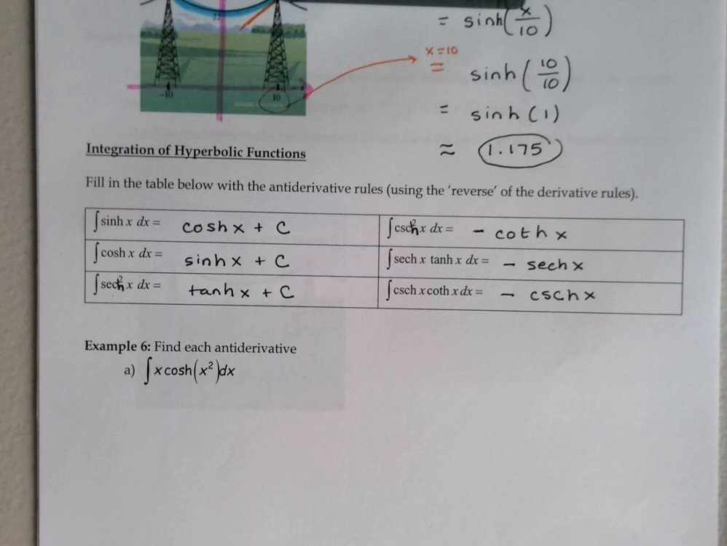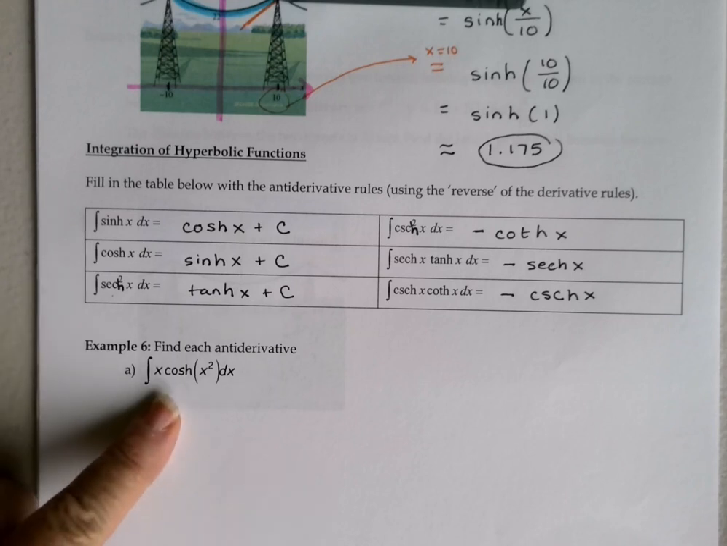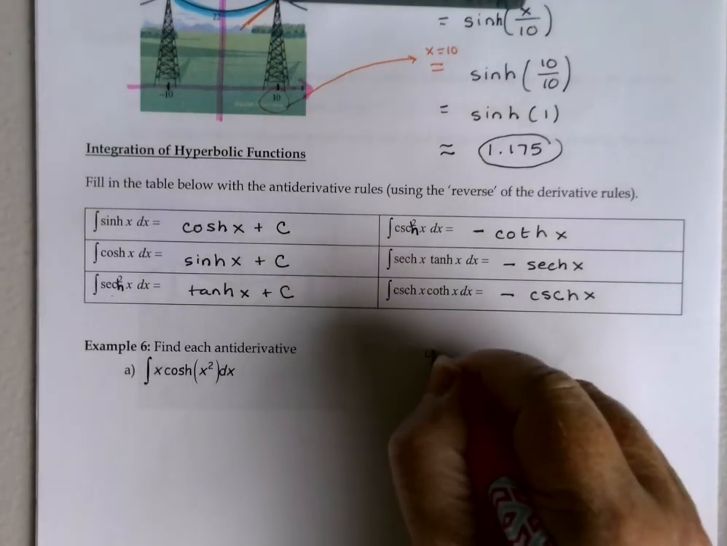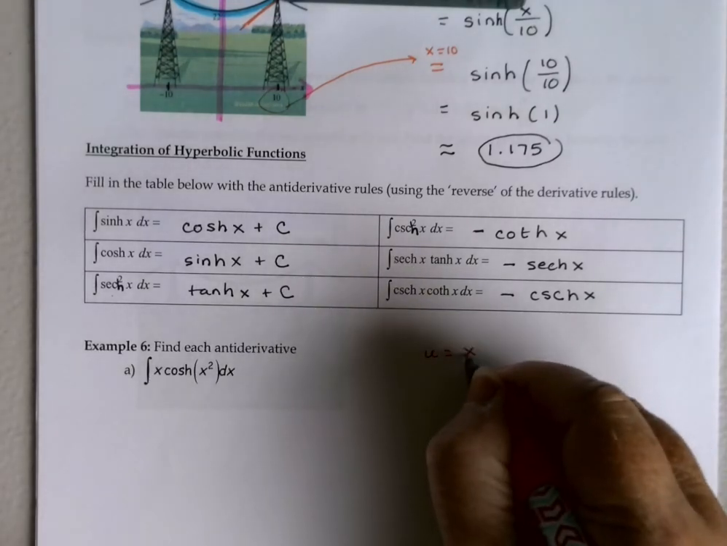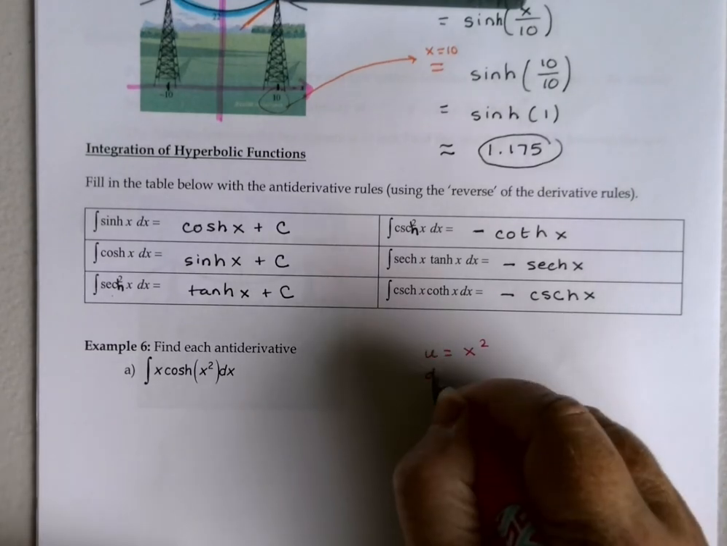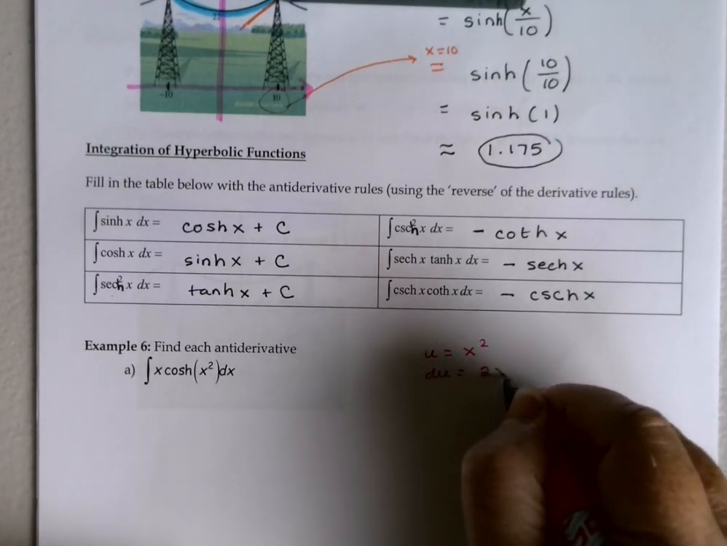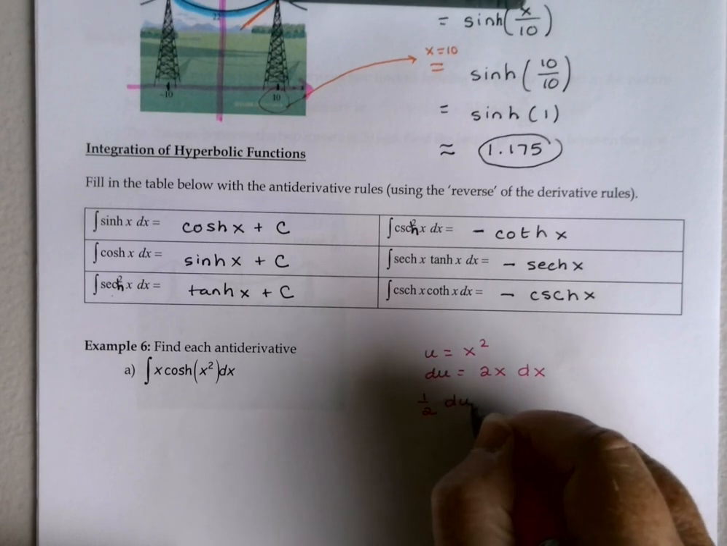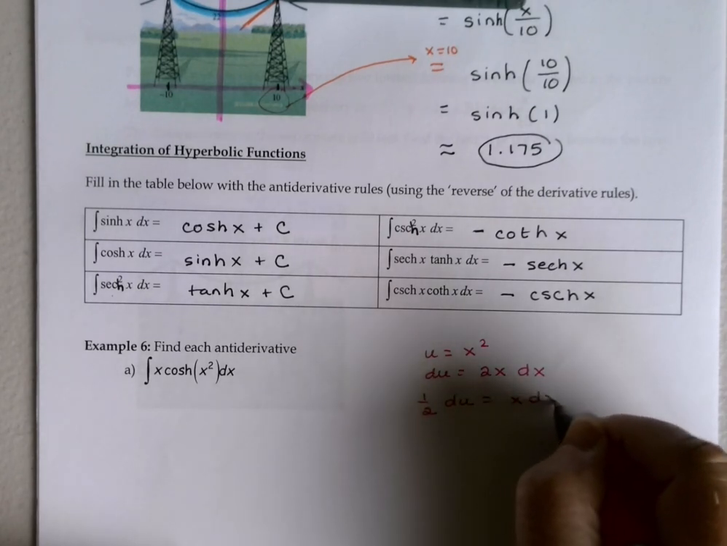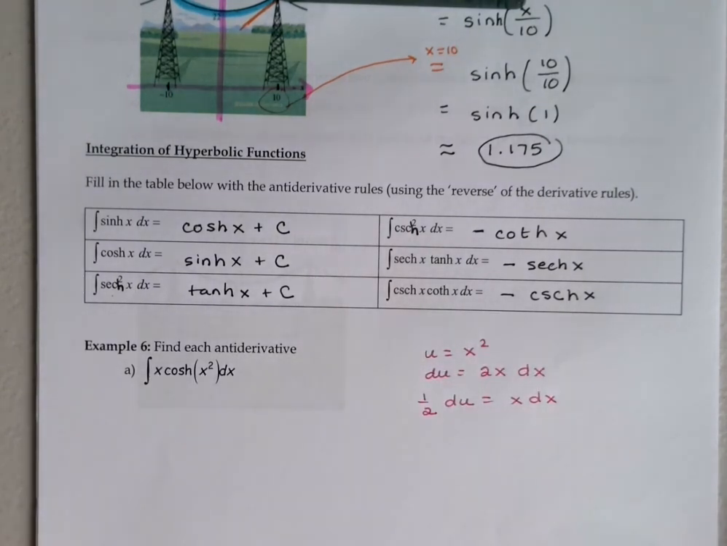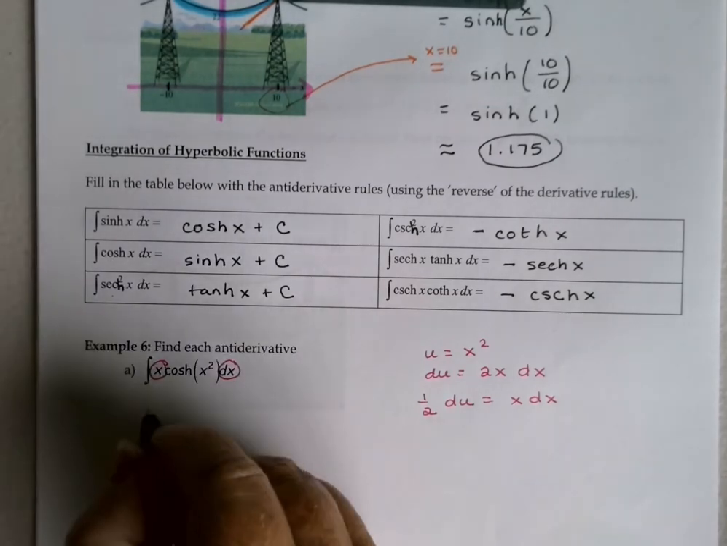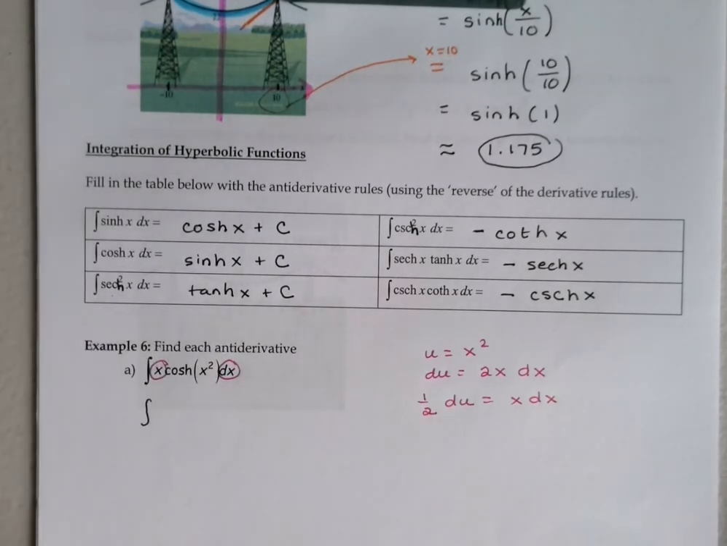Let's try a problem or two like that. My first one, I'd like the integral of x times the hyperbolic cosine of x squared dx. Our usual type of u substitution is going to work just fine here. If u is x squared, then du would be 2x dx, and 1/2 du equals x dx. I have the x dx right there. So I can rewrite this as cosh u.